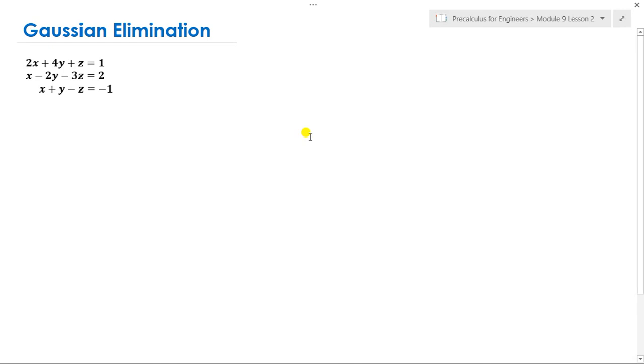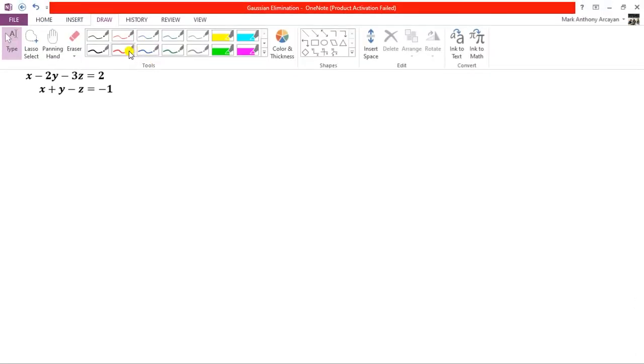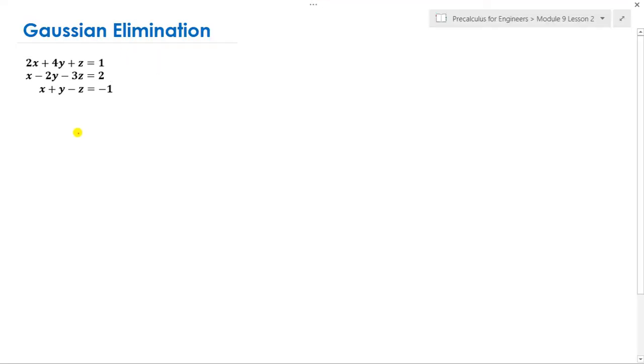sample number 2. So we have here still 3 equations and 3 unknowns. We have x, y, and z. So again, we will still use those three row operations. So we're going to convert this into row echelon form.